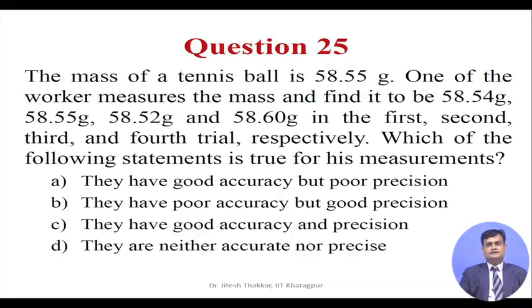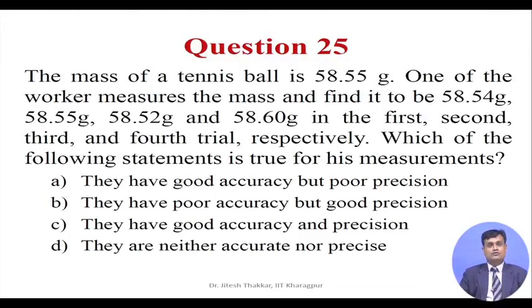The last question, question number 25. The mass of a tennis ball is 58.55 gram. One of the workers measures the mass and finds it to be 58.54 gram, 58.55 gram, 58.52 gram and 58.6 gram in the first, second, third and fourth trial respectively. Which of the following statements is true for this measurement?